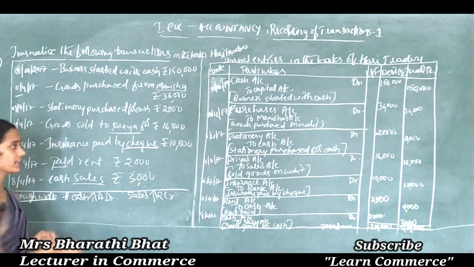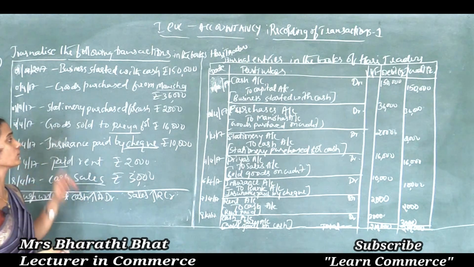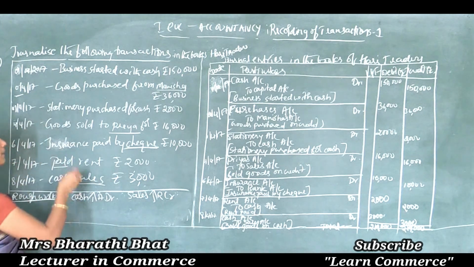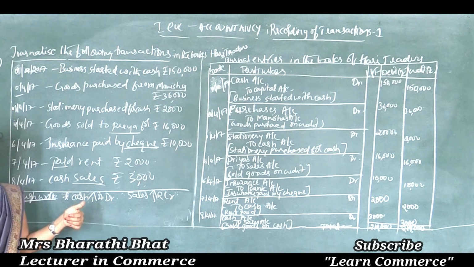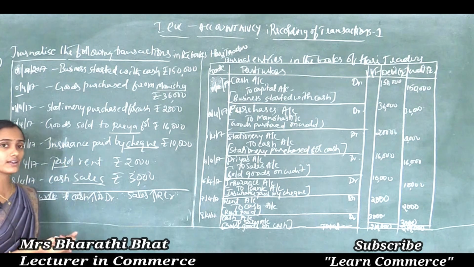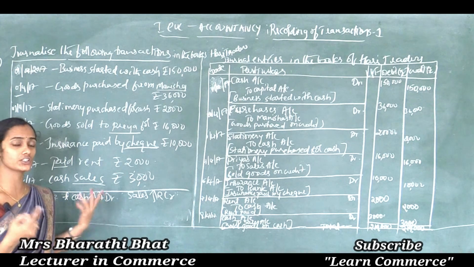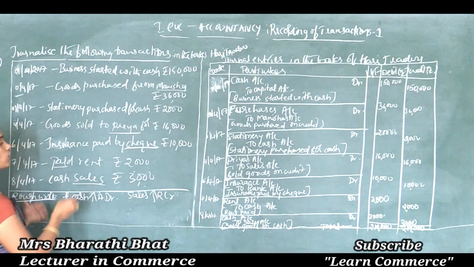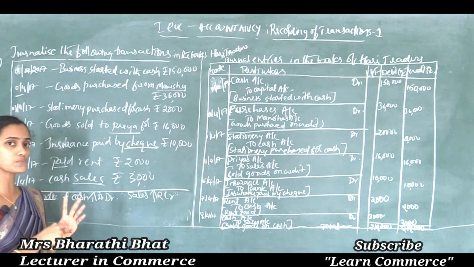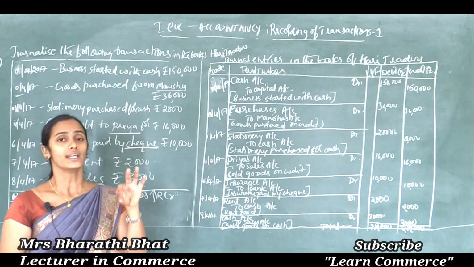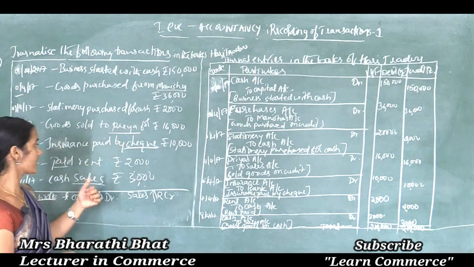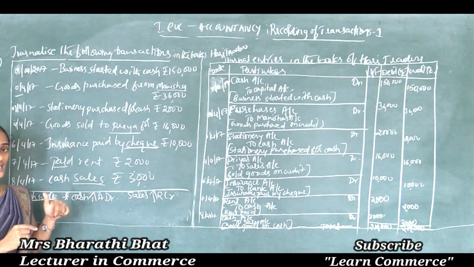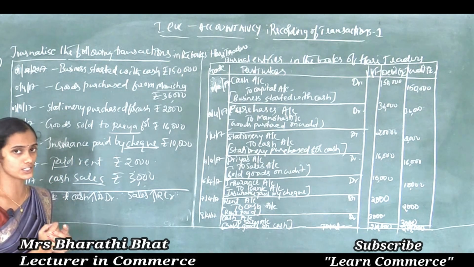Insurance paid by check. Here a check comes, so it affects the bank account. So bank and insurance: decrease in asset and increase in expenses. Paid rent. Rent is considered an expense for the organization. To pay rent or salary or wages or commission or interest, the organization spends some amount of cash. So cash and rent are the two accounts. Cash comes under the asset account, so it shows reduced value. A decrease in asset is to be credited. Rent comes under the expenses account. An increase in expenses is to be debited.